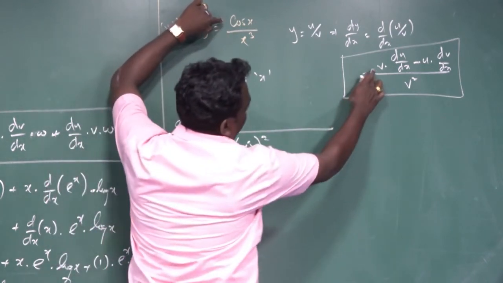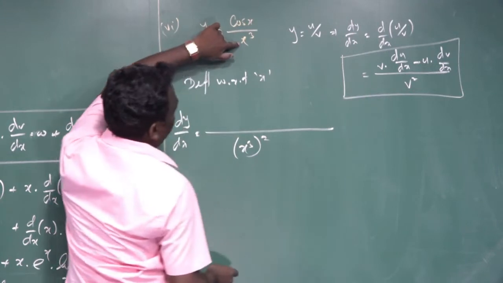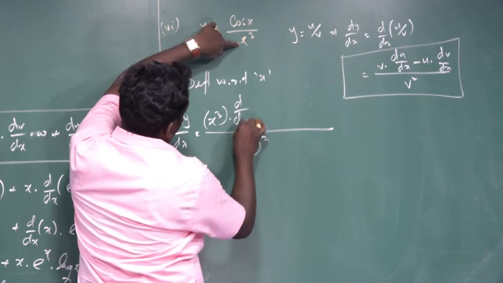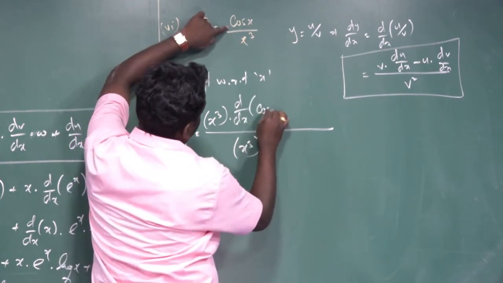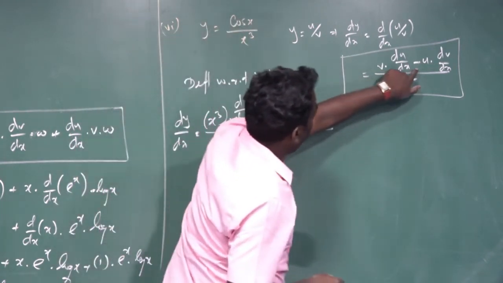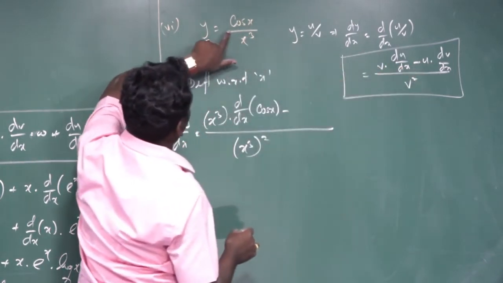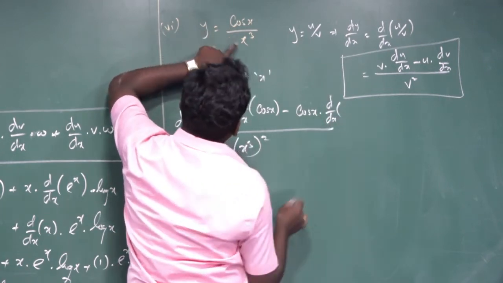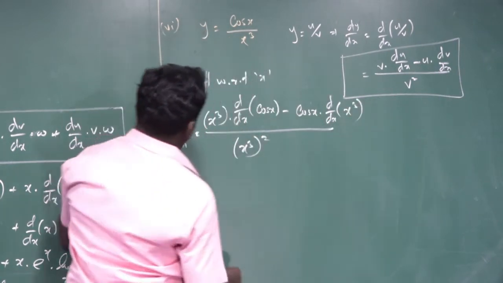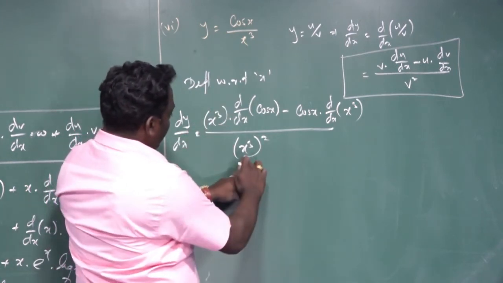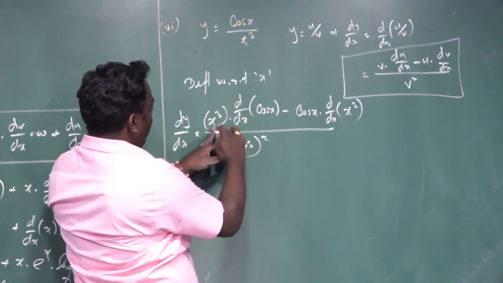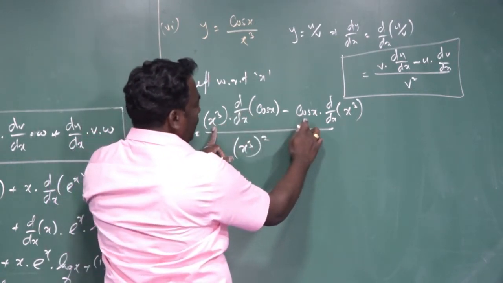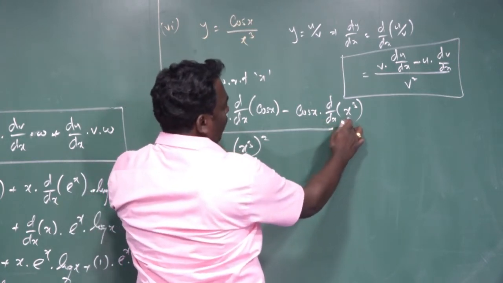Now in the numerator we keep v as it is, that is x power 3, and differentiate the numerator with respect to x, which is cos x. Then minus in the middle, then keep u as it is. What is u? The numerator is called u, keep cos x as it is. Differentiate the denominator, x power 3. It is u by v square, x power 3 whole square, and in the numerator keep v as it is, differentiate u, the numerator, minus u keep as it is cos x, and differentiate the denominator x power 3 with respect to x.